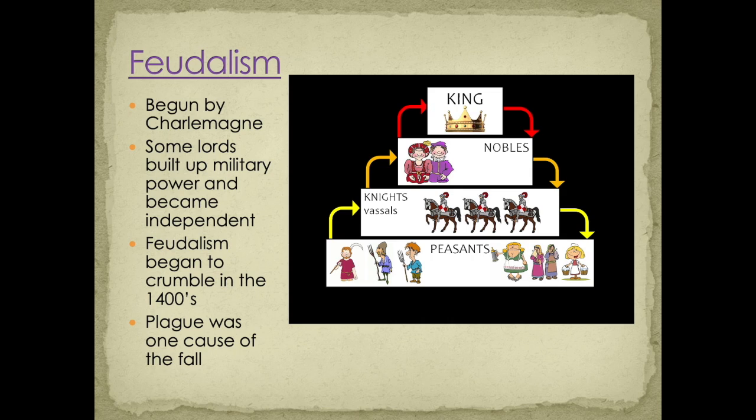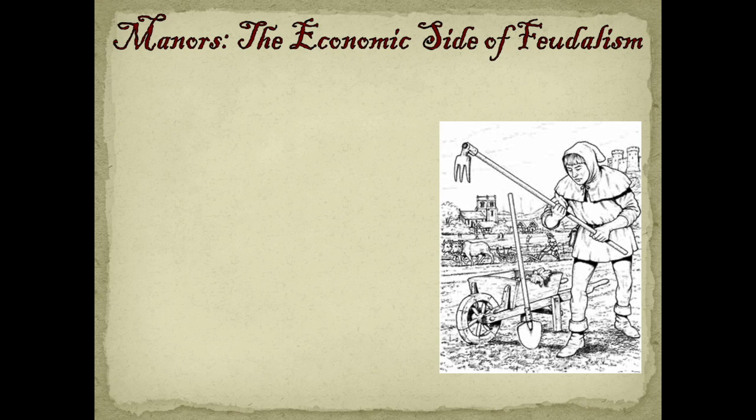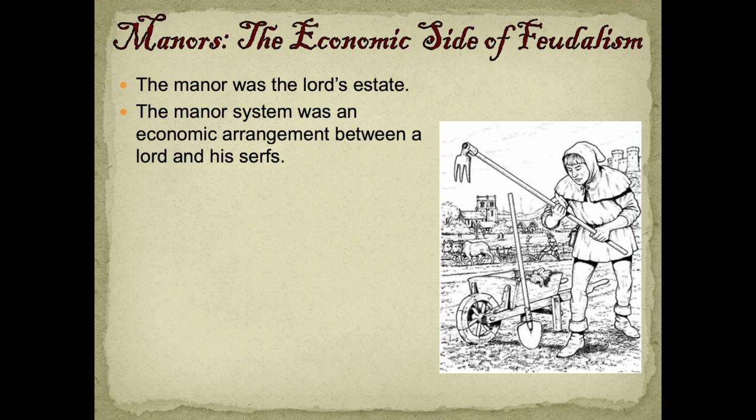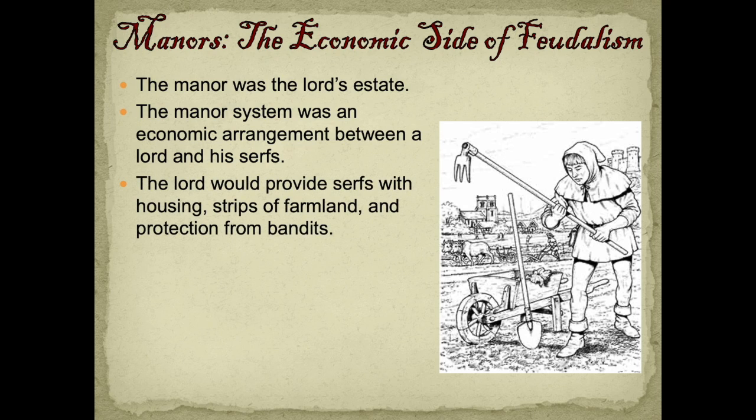Now I just want to show you what a manor is. This is the economic side of feudalism. The manor was the lord's estate. The king lives in a castle, but don't worry about him right now. We're going to talk about where the lord and the serfs live. The manor was an economic arrangement between a lord and his serfs. The lord would give protection to the serfs. He would give land to the serfs. They would farm the land. They would keep a small portion of it to themselves, and the rest would go to the lord, who then eventually would give it to the king.